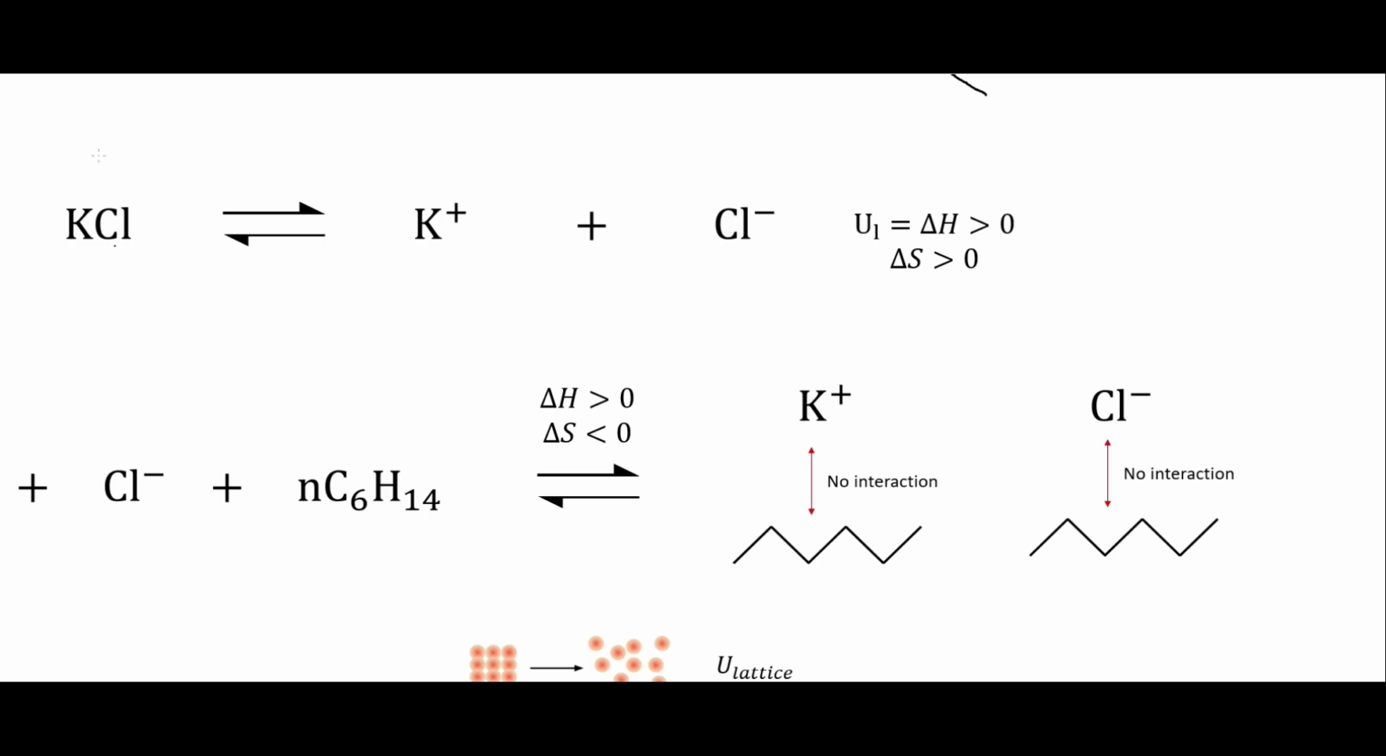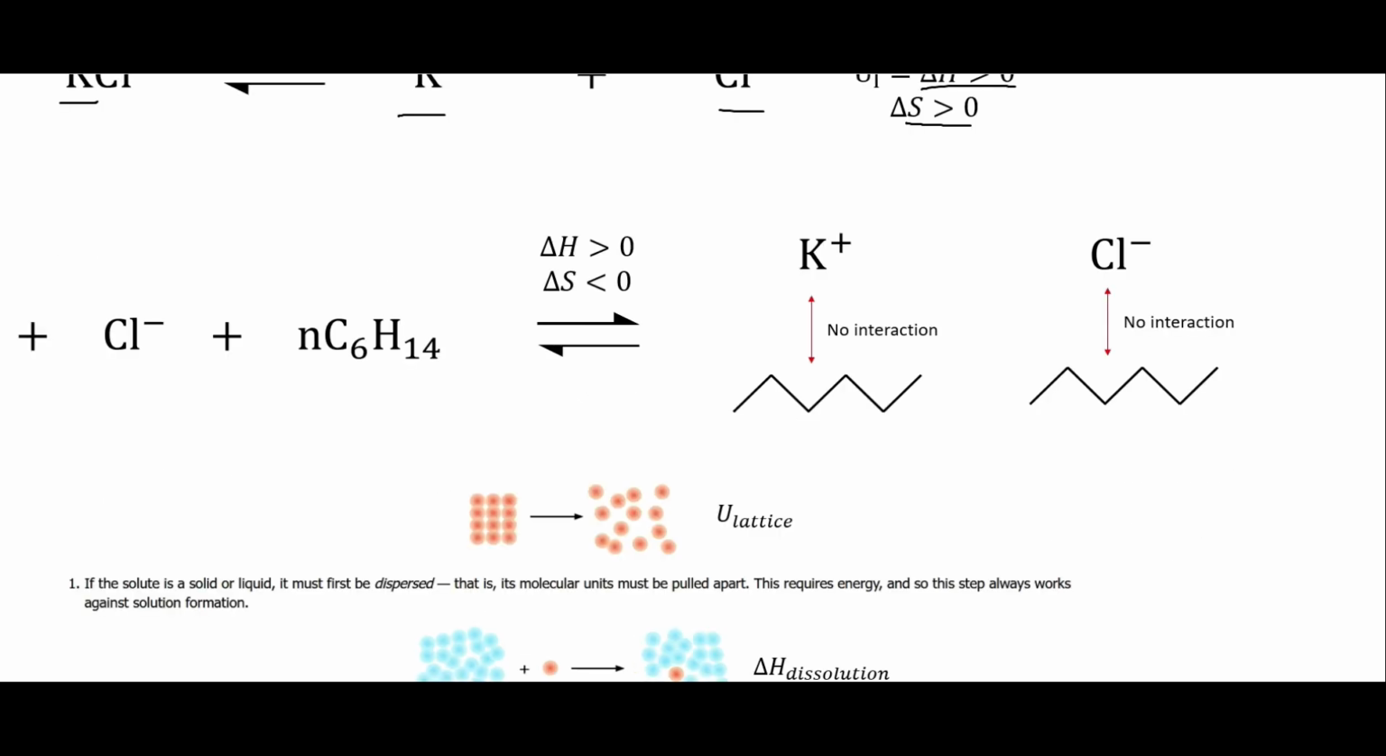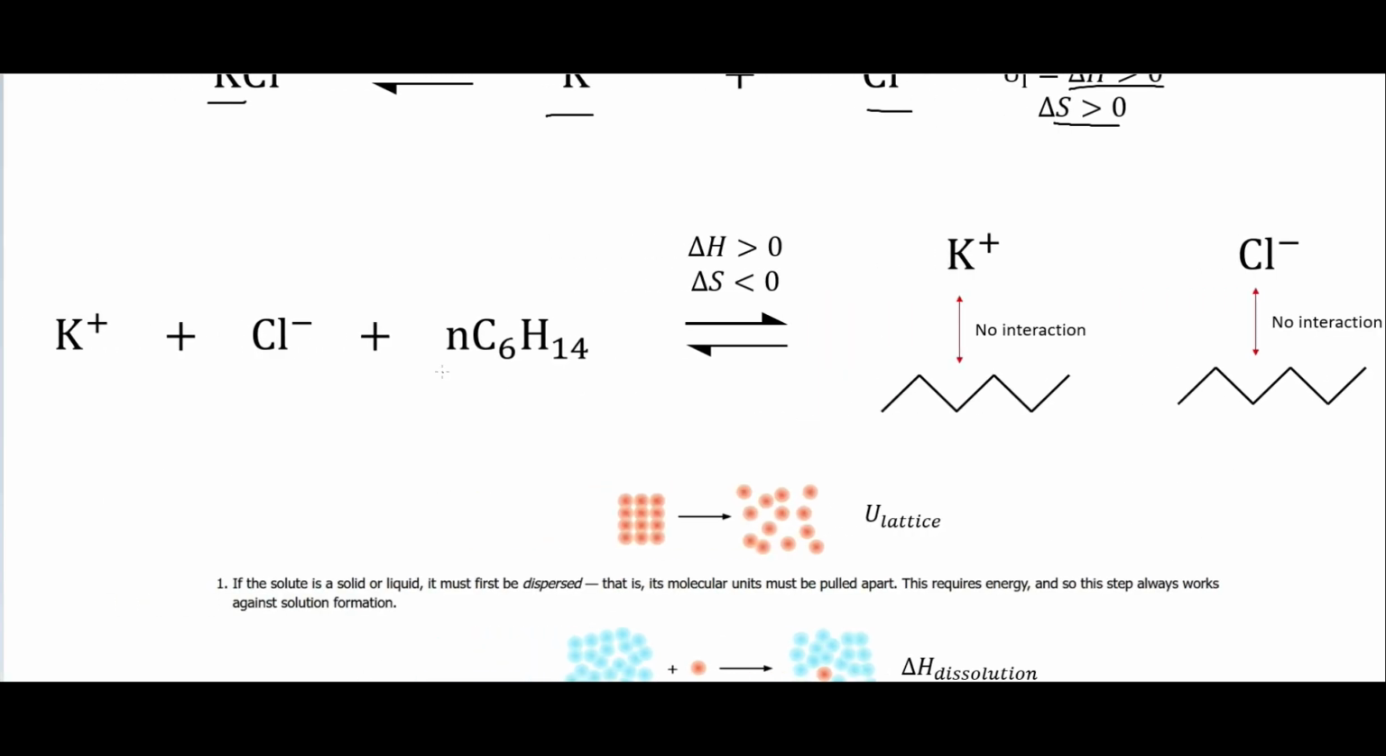So again, we have to put energy in to break this ionic bond here. So again, this is going to be enthalpically unfavorable but entropically favorable. But then we are going to try to mix this with our solvent. And so here I'm using hexane. And this is again going to be enthalpically unfavorable because there are not very good interactions here, and it's going to be entropically unfavorable. And so that's why there's not going to be any dissolving of this KCl into hexane here.